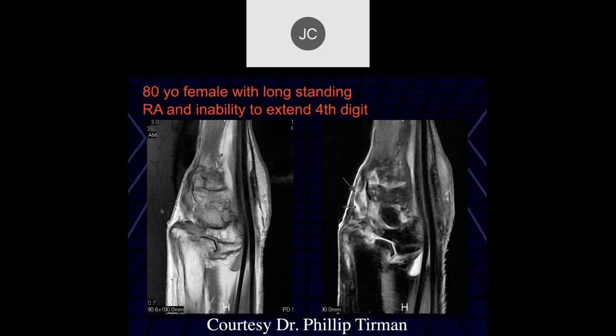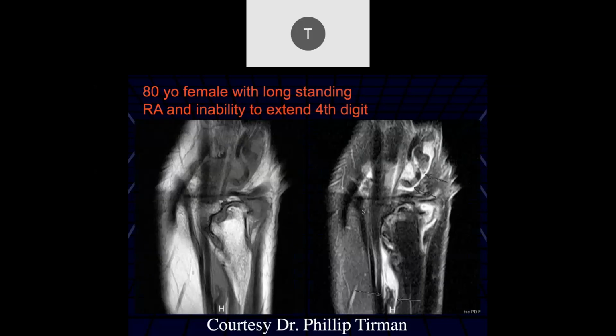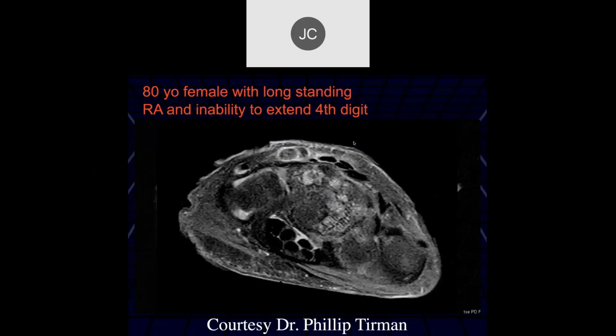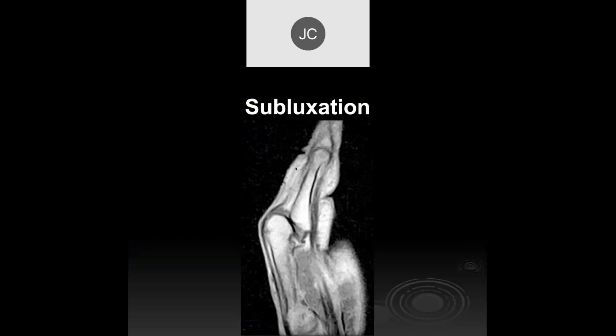All right. So it looks like we have a tear of that extensor tendon with laxity, a lot of remodeling of that distal radial ulnar joint. Yeah, and then here we can see that it's torn and kind of retracted back on itself. So that's why they couldn't extend that fourth digit.